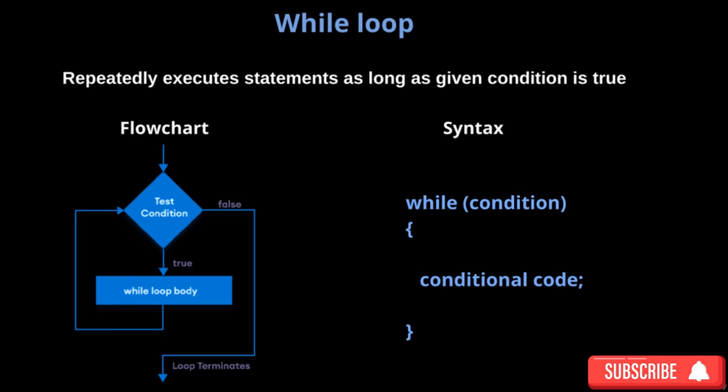You can write this code, and let's see how it will execute. First of all, the condition will be checked. If it is true, the code block will execute, and it will keep on executing. As soon as the condition is false, the loop will be terminated. But there is something more than that. Let's see it practically.